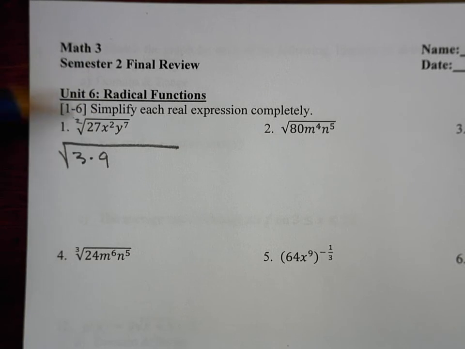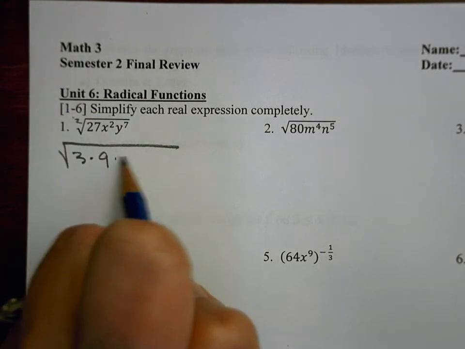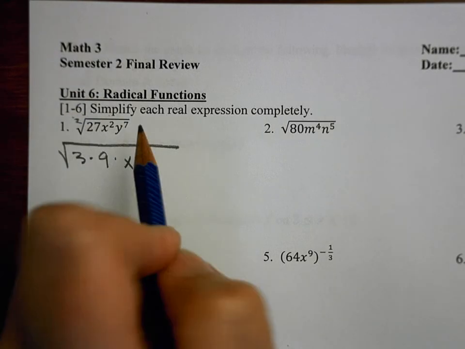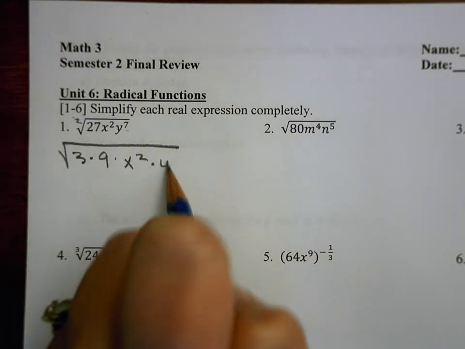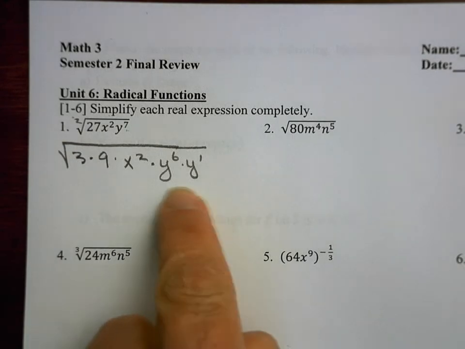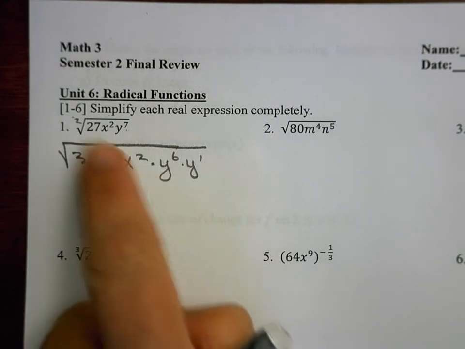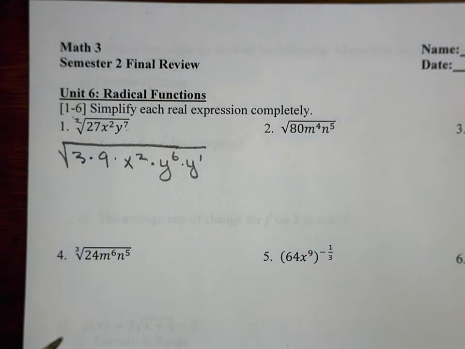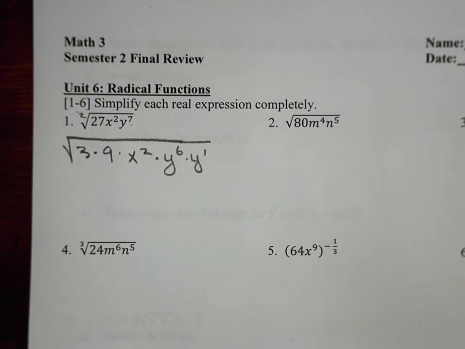2 is divisible by 2, so I'm going to leave x squared the way it is. But I can't divide 7 by 2 evenly, so I'm going to split that up. I can peel one of those off, and that would give me 6 and 1. So I still have 7 y's being multiplied here, but now one of those numbers is divisible by 2. So now I'm going to go ahead and take roots of everything.